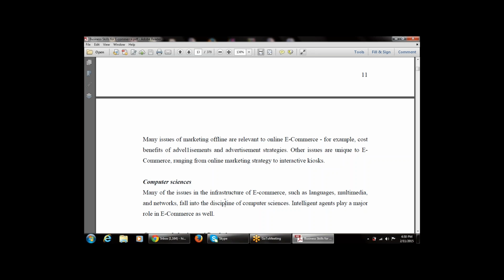Intelligent agents play a major role in e-commerce as well. Whenever we use e-commerce, a good programmer uses it in the computer system, because everything is related to the internet. We can also do more approaches or more research on the languages, multimedia, and network that are available with the help of e-commerce.